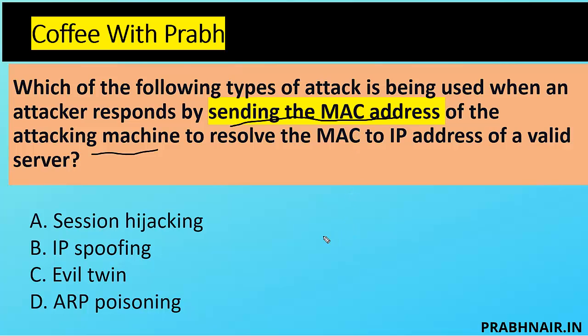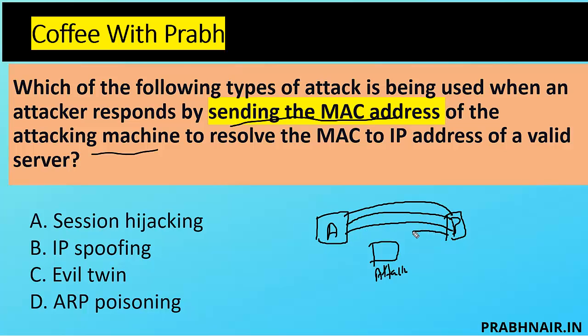When we talk about option A, session hijacking, we have a system A, a system B, and an attacker. A sends the request, B asks for the password, A provides the password, and when B sends a token, the attacker hijacks the session, takes over the session, and gains access to the system. But here the basis of the attack requires spoofing, and the question is not talking about that. The question says the attack is used when the attacker responds by sending a MAC. In this case, we are not sending a MAC; we are spoofing the IP by which we hijack the session. So session hijacking is removed.